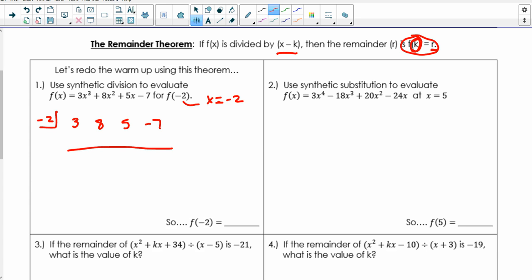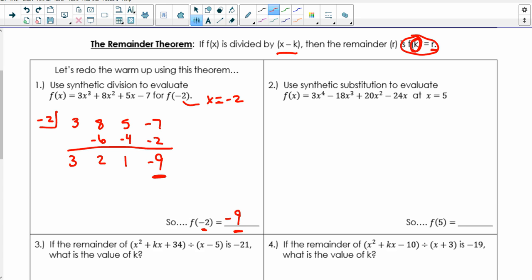I didn't miss anything. Okay, bring down the 3, multiply, add together, multiply, add together, multiply, add together. And notice that what I'm left with is always my remainder. My remainder is negative 9. So again, same thing we set up above. If I have f of negative 2, I get negative 9. So if my input is negative 2, my output is negative 9.